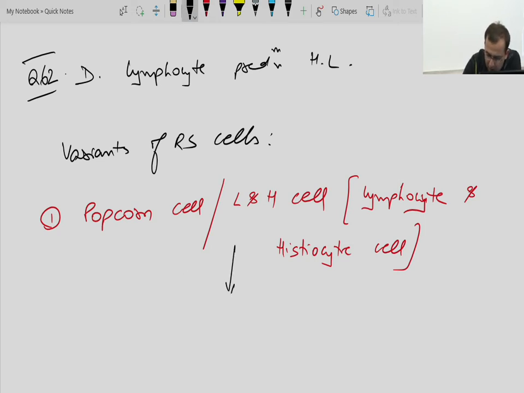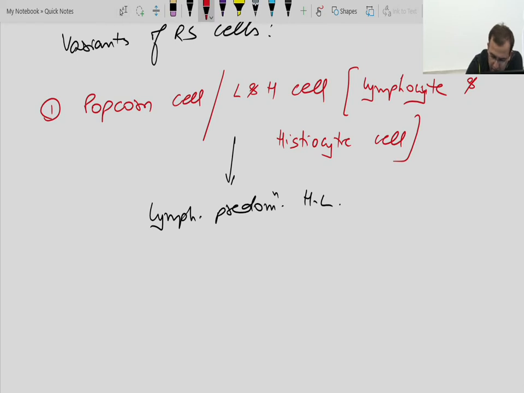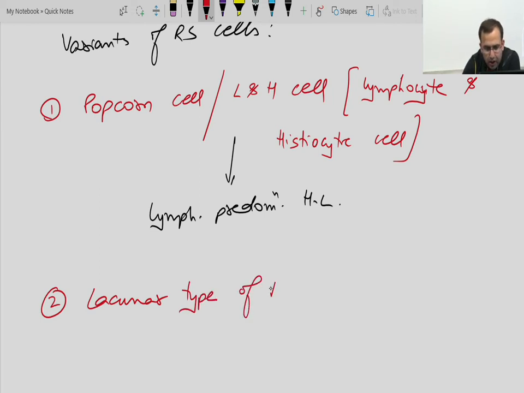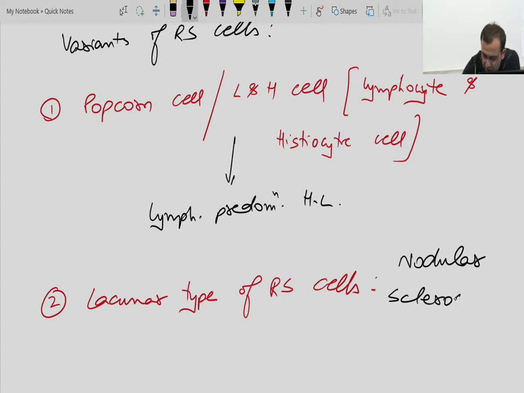Seen in lymphocyte predominant Hodgkin's lymphoma. Which was this question, popcorn cell. And the next variant is the lacunar type of RS cells. Lacunar type of RS cells seen in nodular sclerosis, Hodgkin's lymphoma.